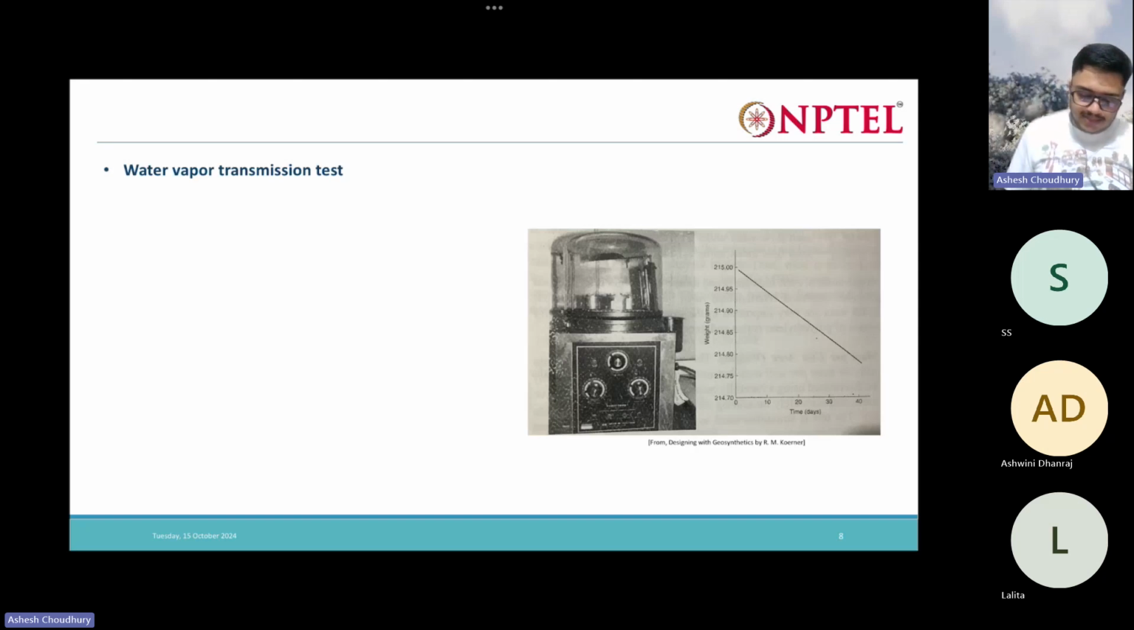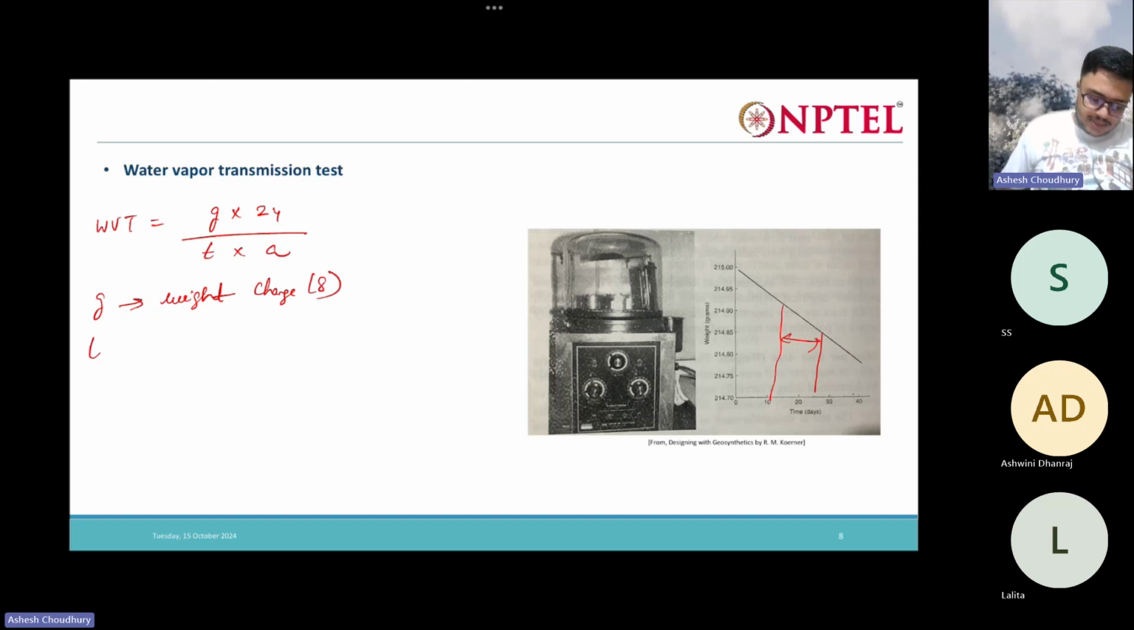So I will just write the expression for you. Water vapor transmission is given by G into 24 by T into A. G is the weight change. You can see a graph given here: from this time to this time, how much weight change there is, in grams. Then T is the time interval in hours, and A is the area of the specimen.